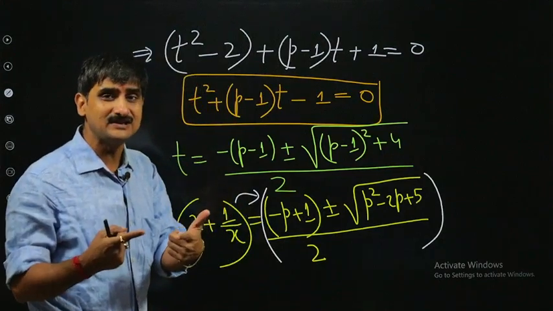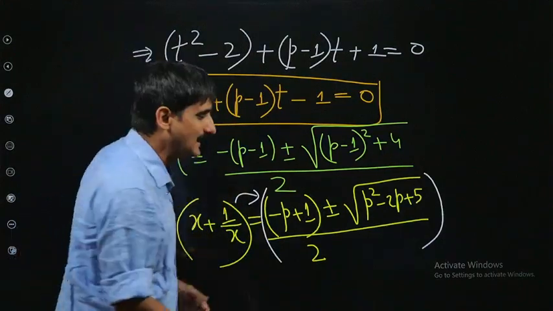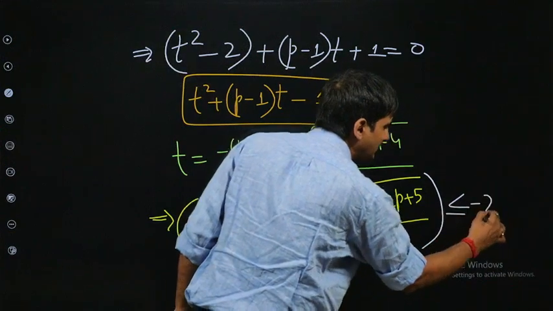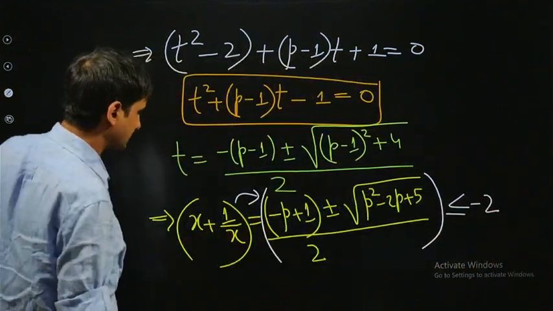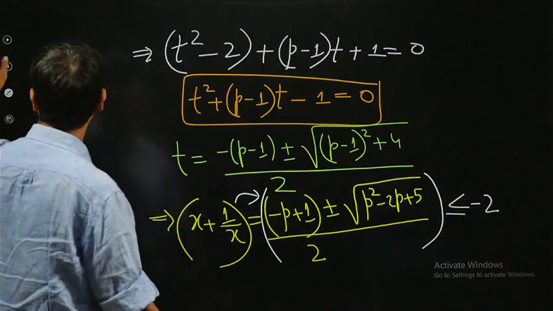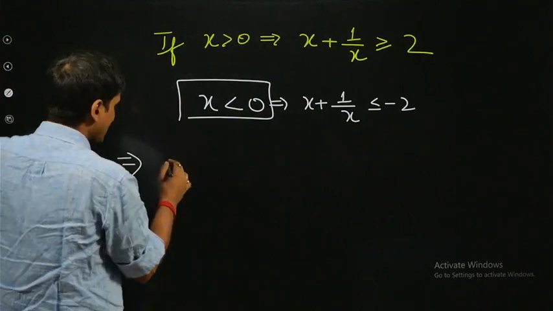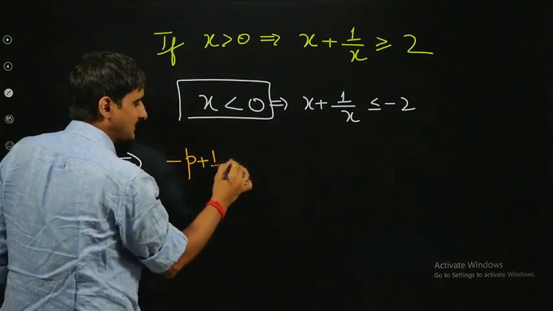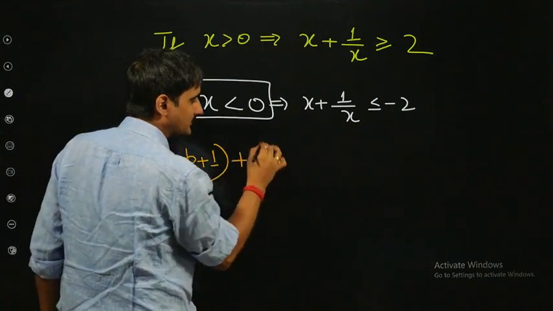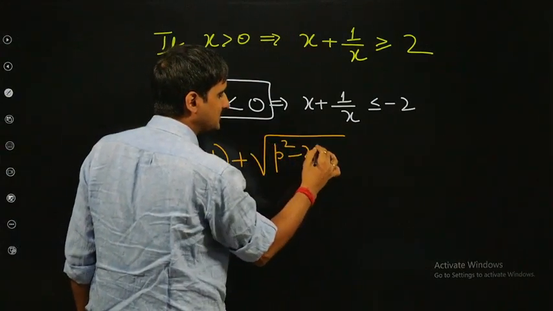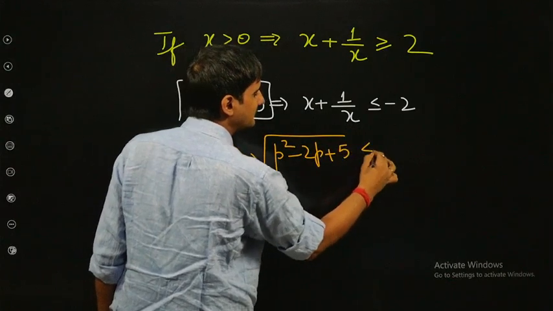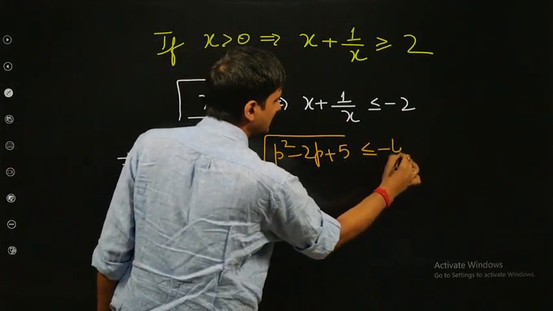But since we need negative roots, it has to be less than or equal to minus 2. So that's the condition which I am going to apply here. So what does that mean? That simply means I'll be using minus p plus 1 plus under root of p square minus 2p plus 5 is less than or equal to minus 4.